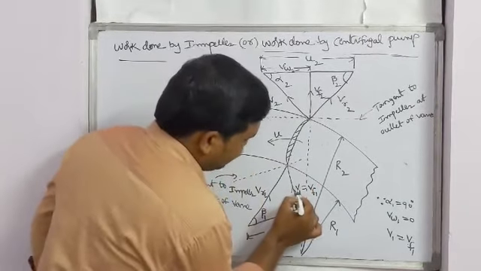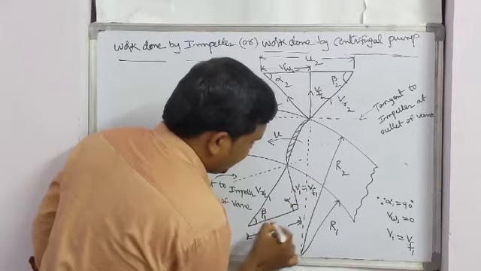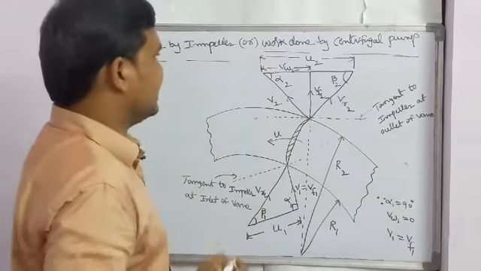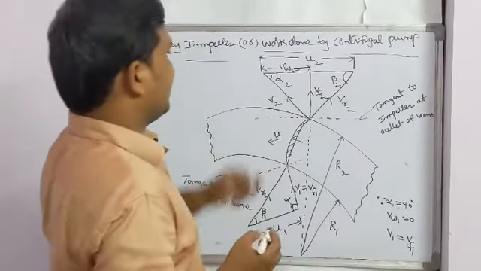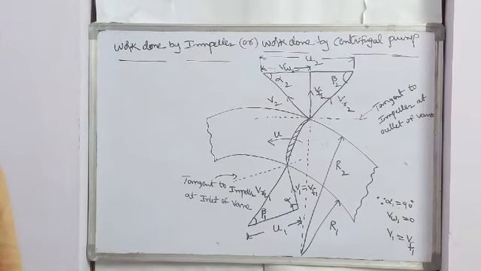As well as the absolute velocity at inlet, V1 is there, but the horizontal component, the whirl velocity, will be 0 when alpha 1 is 90 degrees. So this is the total inlet and outlet triangle of an impeller. Let us consider them one by one. I will discuss the first one.